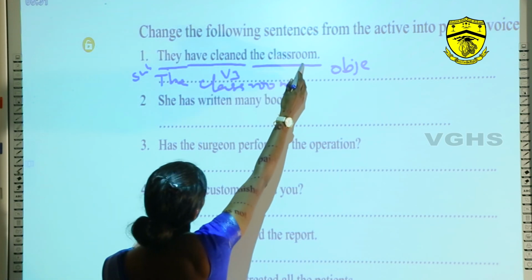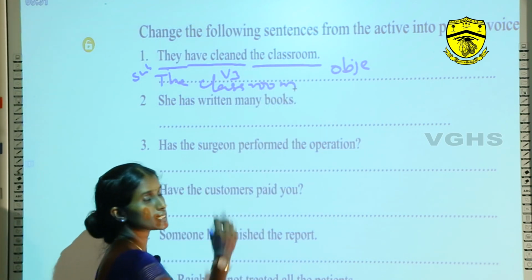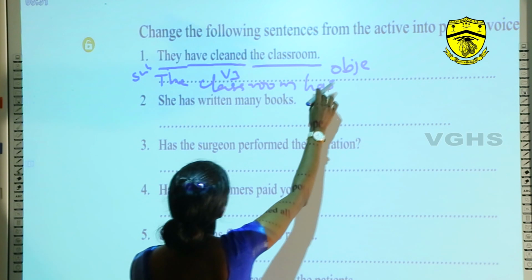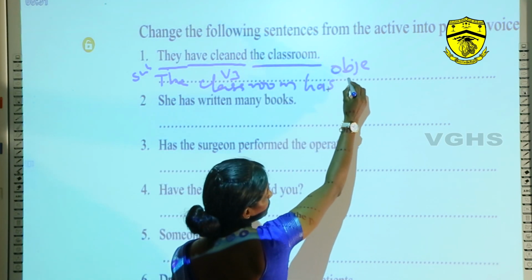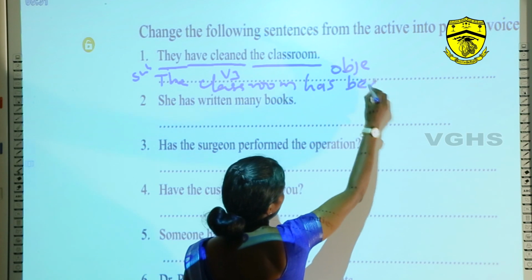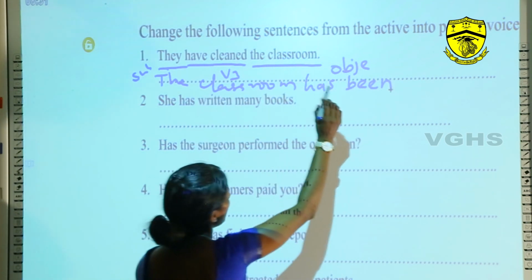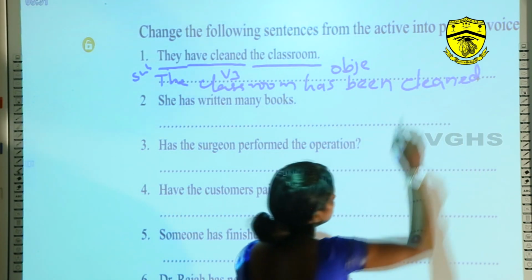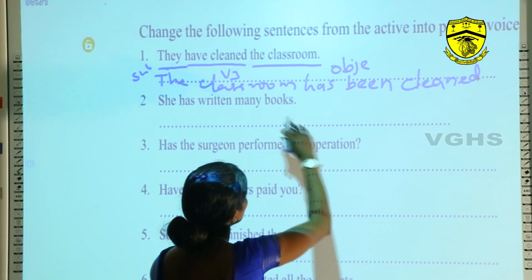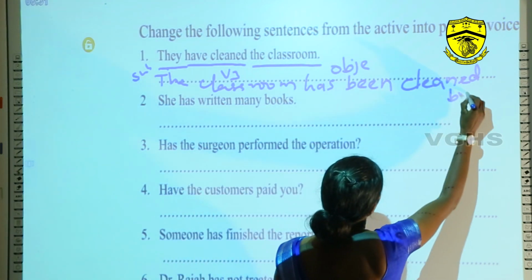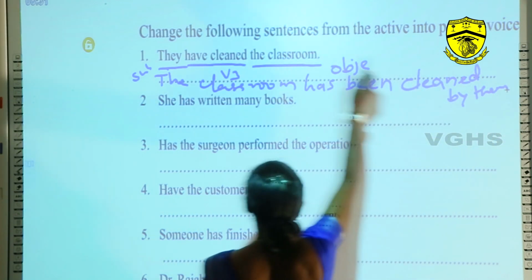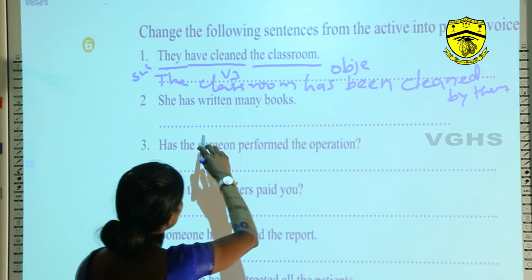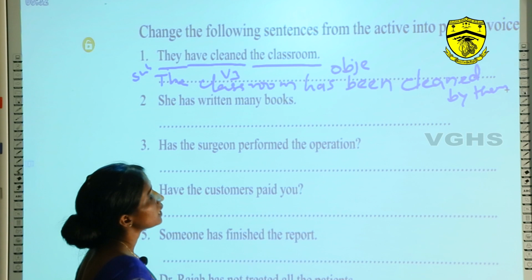Have or has? The classroom is a singular noun, so we put has. The classroom has. Next, what do we put? Been. The classroom has been. Then we put verb 3, the past participle of the verb. The classroom has been cleaned by them. The subject they becomes them. The classroom has been cleaned by them.